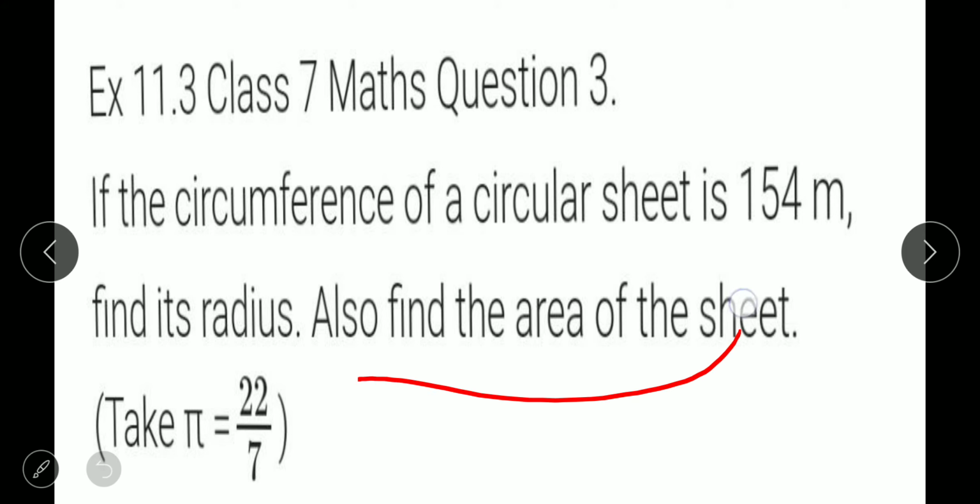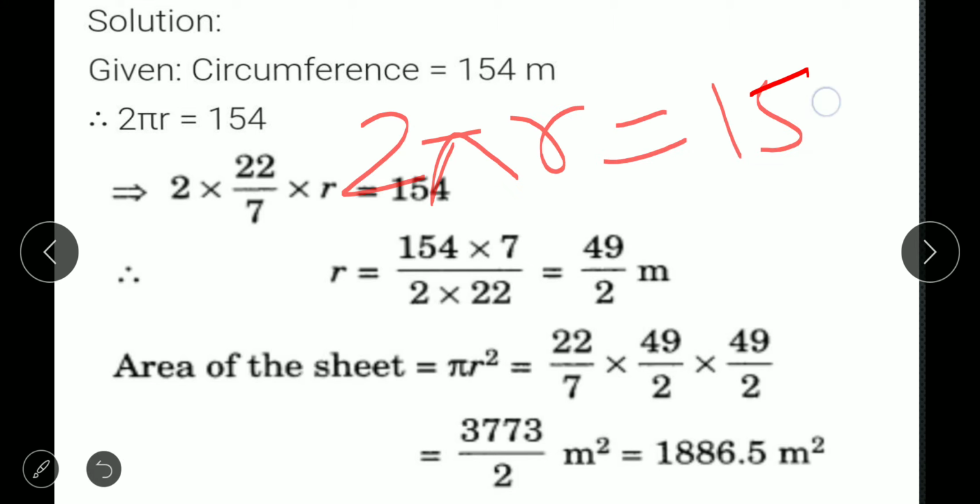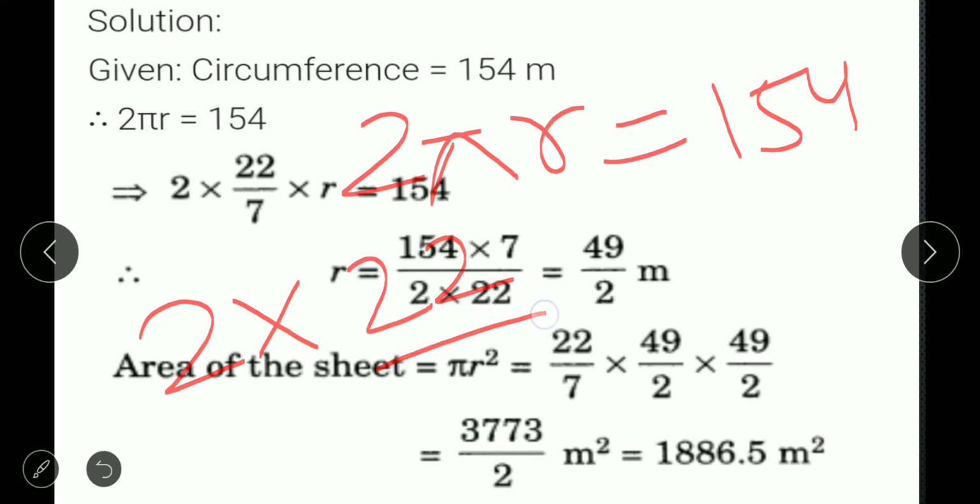Because if we want to find the area, the formula of area is pi r square. We want the radius, so first we have to find the radius with the help of circumference. Because circumference is given, first we put the formula of circumference. Circumference is 154 meter, so in place of circumference we write the formula 2 pi r equal to 154. Like this, in place of pi, 22 upon 7 into r equal to 154.